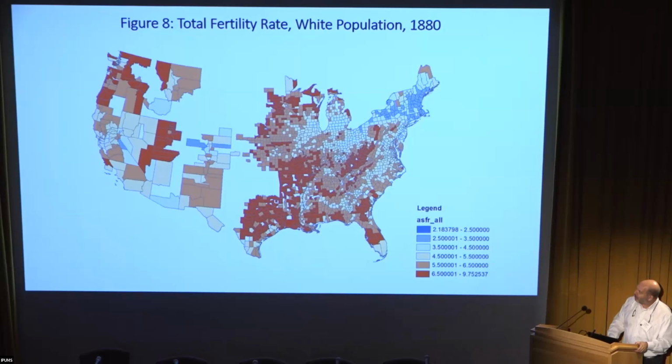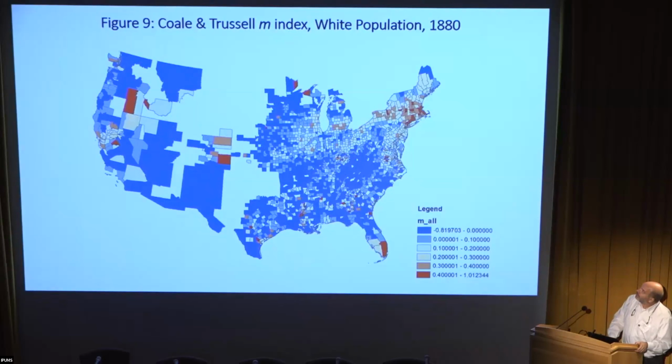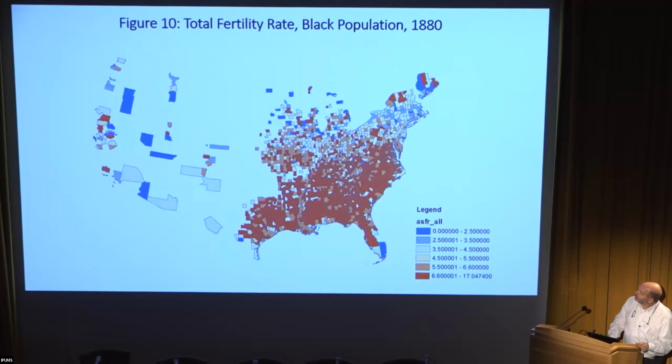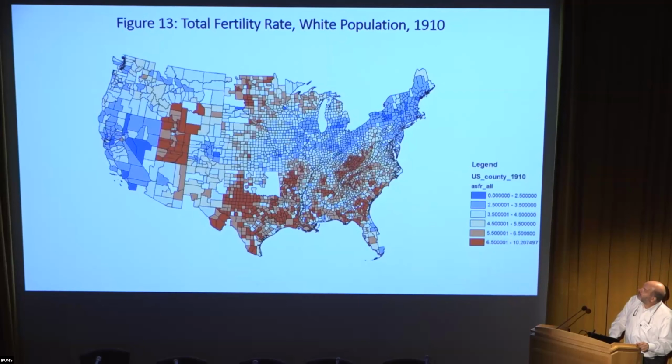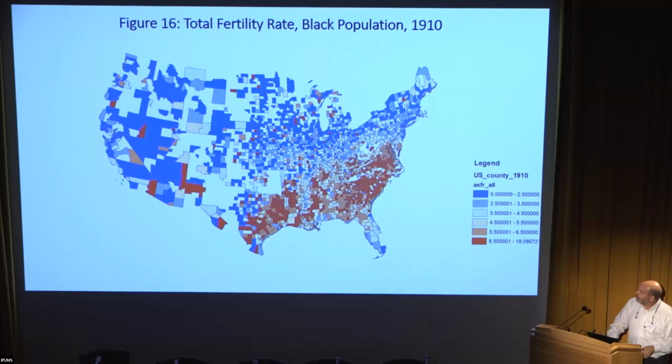So those are all based on small data sets. Here's what the population, I would have to explain the Coale-Trussell little m index. This is where you see in red here, these are where couples are really actively controlling their fertility. This is the Black population in 1880, Black population in, white population 1910. We got a bunch of maps, but the point is we're getting very locally specific child mortality, life expectancy, fertility estimates. This is all a new indirect method.